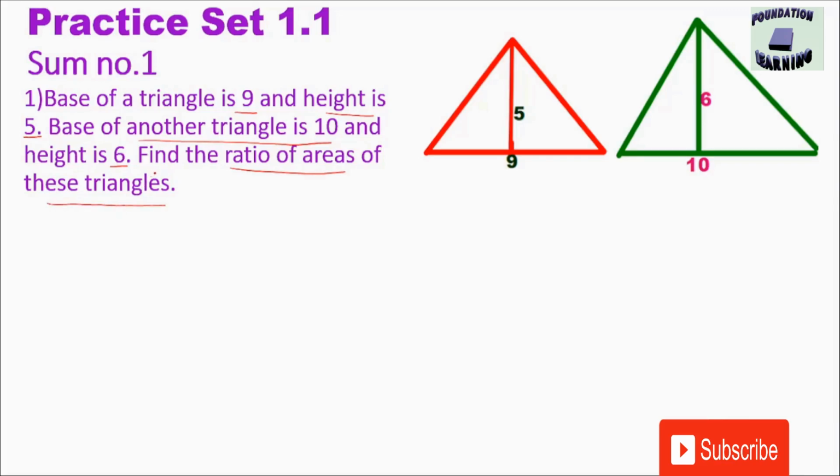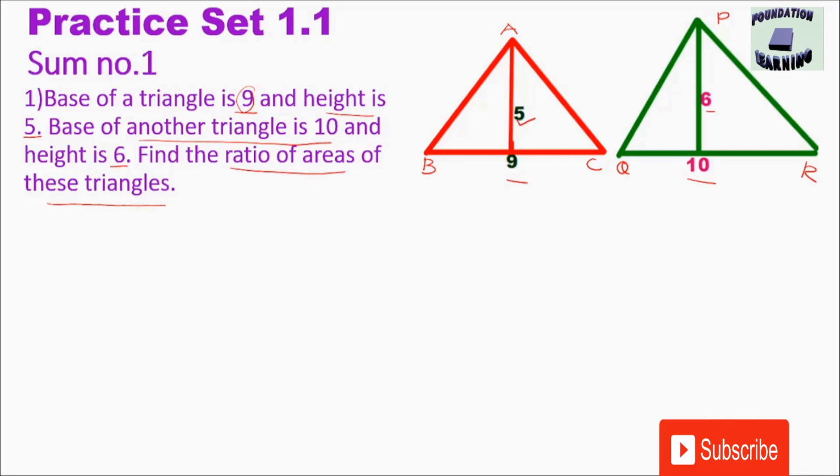So remember that the diagram is not given in the textbook. I've only said that the base of a triangle is 9. So we'll take this triangle, for example, and name it ABC, and we'll take the base as 9 and the height as 5. Base of another triangle is 10, so we'll name it PQR. Base is 10 and height is 6. Find the ratio of areas of these two triangles.